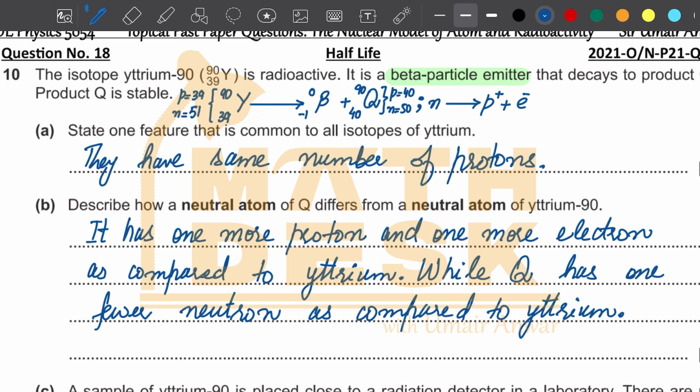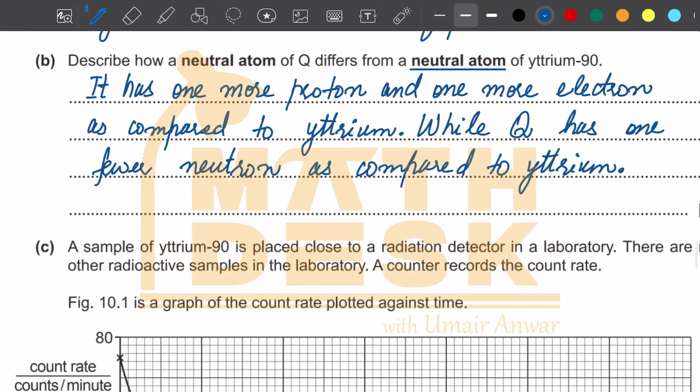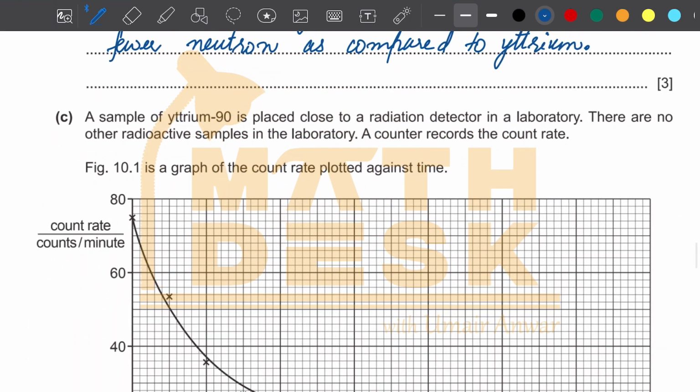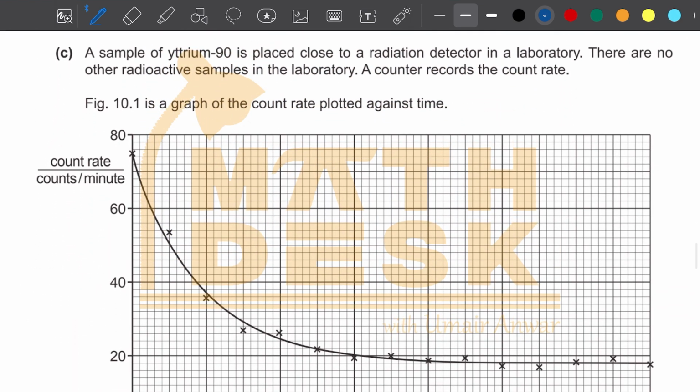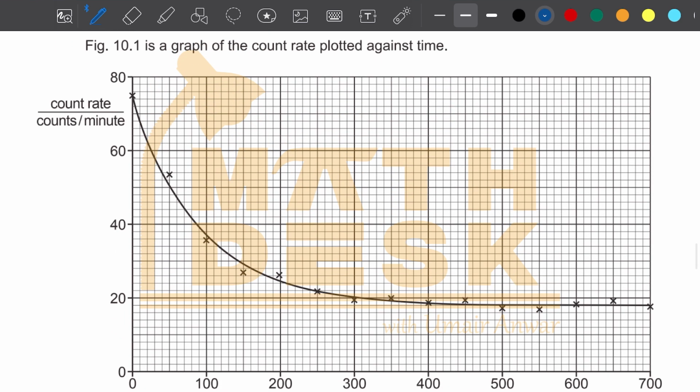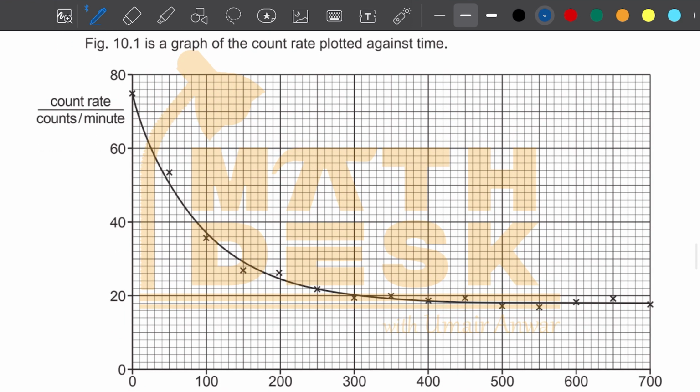And the number of protons and electrons are the same for a neutral atom. So the number of electrons is going to be equal to the number of protons in a neutral atom of Q. Next part says a sample of yttrium is placed close to a radiation detector in a laboratory. There are no other radioactive samples in the laboratory. A counter records the count rate. Figure 10.1 is a graph of the count rate plotted against time.